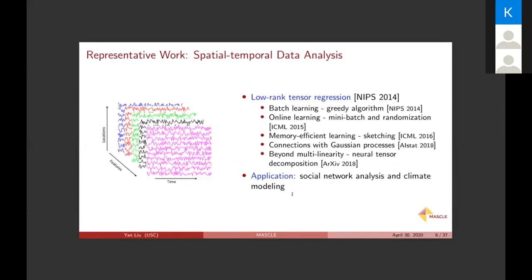Another line of research work that we did after working on understanding the data is actually for modeling and forecasting. It is known that all these spatial modeling tools built on statistical models such as kriging or Gaussian process models suffer from major computational cost. In our previous work in the past few years, we started a line of research on using tensor-based approaches, where we are able to use low-rank tensor regression to achieve very similar prediction performance as the Gaussian process model and others. We applied it to climate modeling and social network analysis and got very encouraging results.